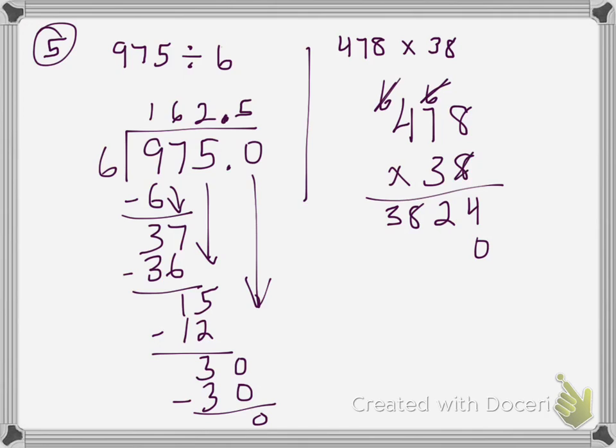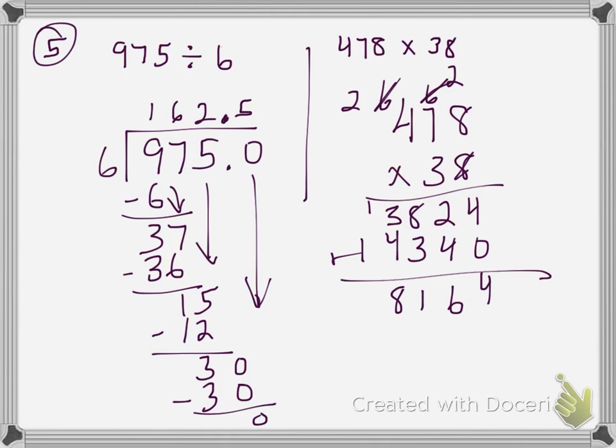Holding 0. And now 3 times 8 is 24. Put down the 4 and carry the 2. 7 times 3 is 21. Plus 2 is 23. Carry the 2. 4 times 3 is 12, plus 2 is 14, and add them up. 4, 6, 8 plus 3 is 11. Put down the 1, carry the 1, and that is 8. Final answer, 8,164. And that is it, folks.